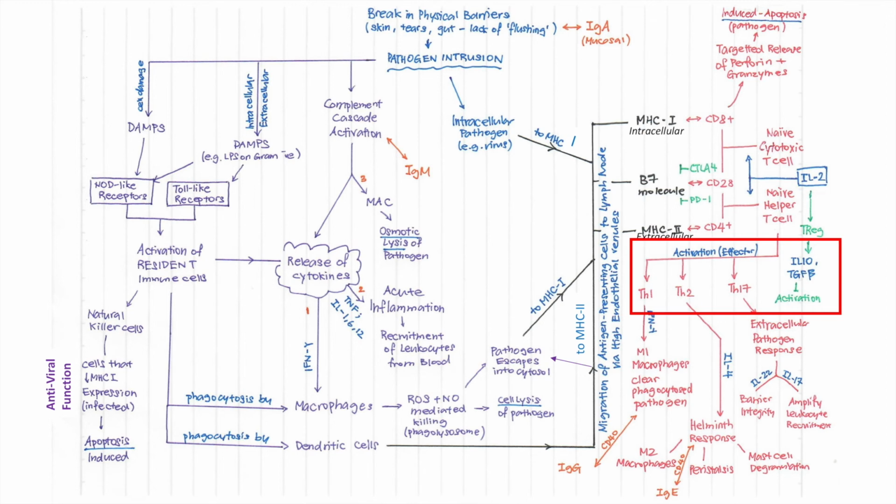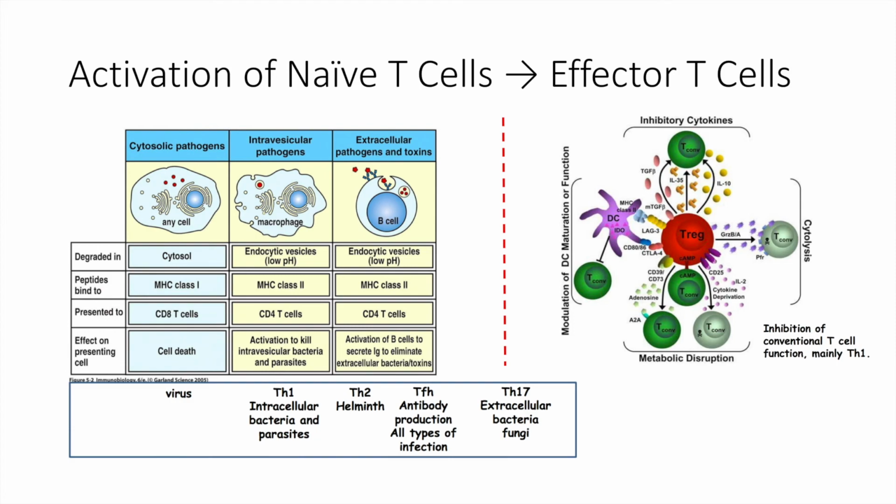Now, we'll be moving on to discuss what happens when a T cell is activated. Activated T cells can manifest as either Th1, Th2, or Th17 T helper cells. These are the main classes of T helper cells. You also have your T follicular helper cells and your T regulatory cells, but we can talk about those later. The Th1 cell responds to intracellular bacteria and parasites.